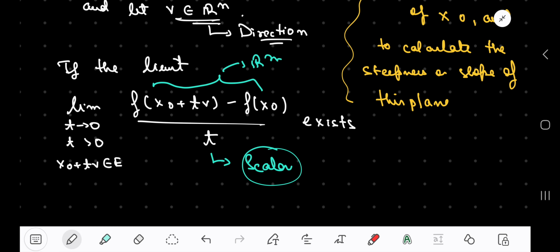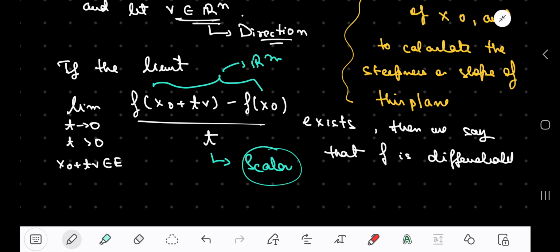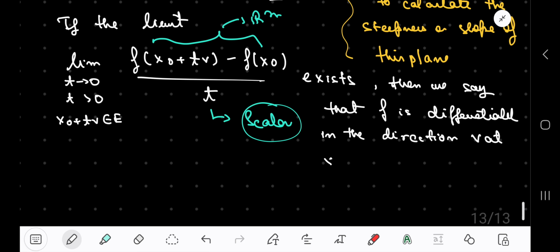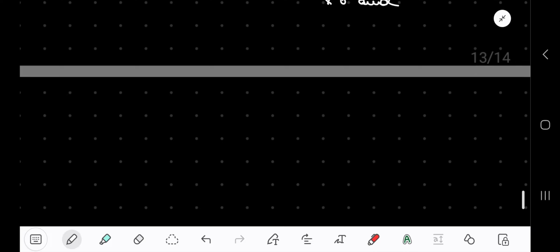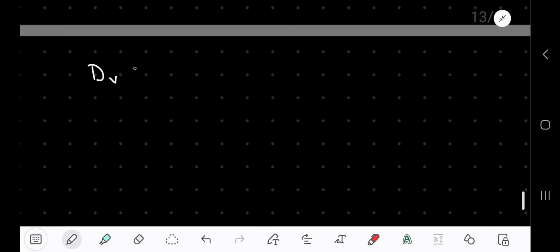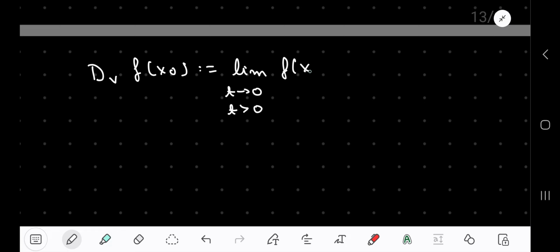So if this derivative exists, then we say that f is differentiable in the direction v at x naught, and we write the value of this derivative, this is the way we denote it, D_v f of x naught, to be just the limit as usual, of f of x naught plus tv minus f of x naught, divided by t.